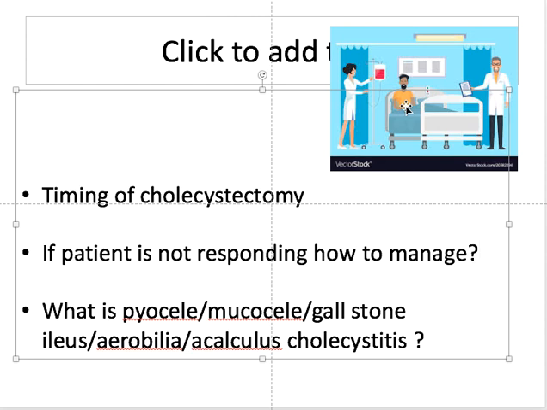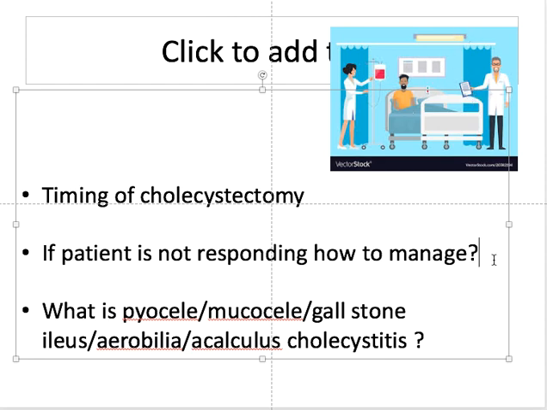And then there are certain terms that you have to know. What is a pyocele? What is a mucocele of the gallbladder? What is gallstone ileus? What is aerobilia? And what is acalculous cholecystitis? That is, of course, simple. There are no stones. Without stones, you get cholecystitis. But there are certain conditions in which this can happen. So it's important to know. So try to read around those things.